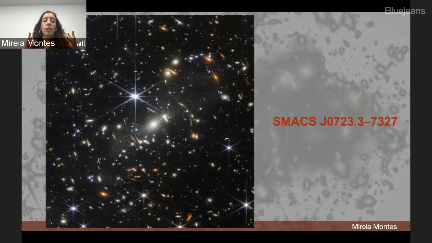So, in order to show you what Roman will be capable of doing, I will now talk about the study that we published last year, exploring the intracluster light in the first image release of the JWST. I think that all of you know about this image, but this is the cluster MACS 0723, a massive cluster at redshift 0.4.